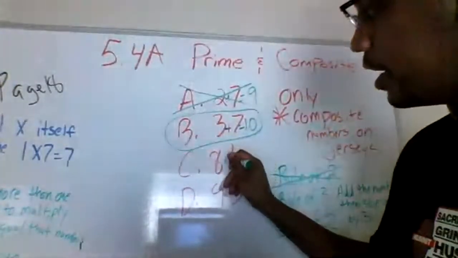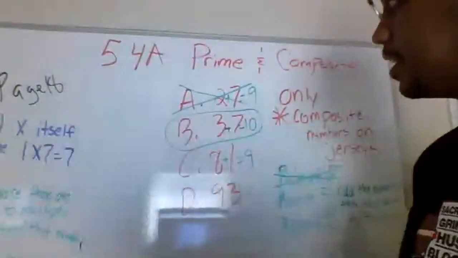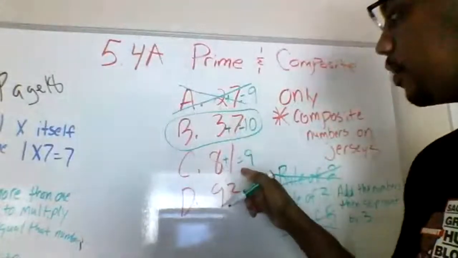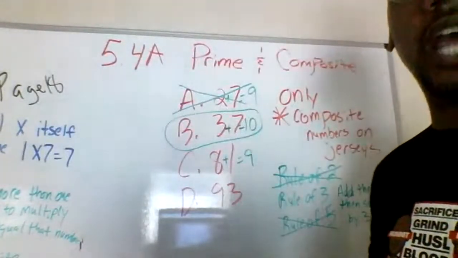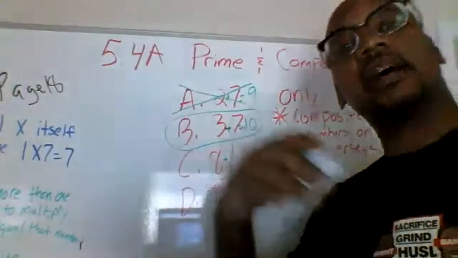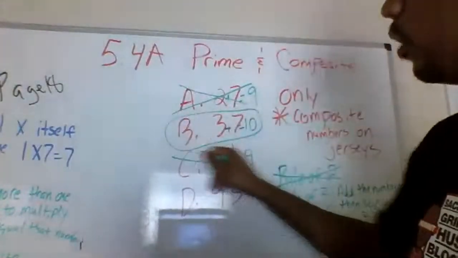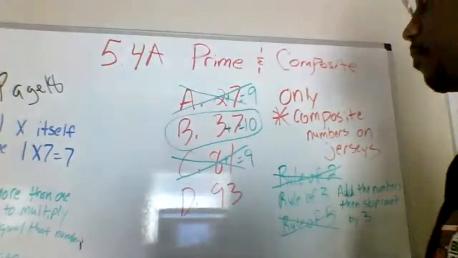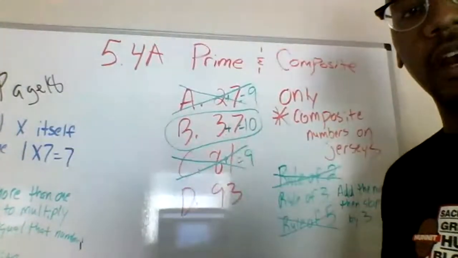8 plus 1 equals 9. So we can do 3, 6, 9. So that means 81 is composite. But again, we're looking for the except one. So we're looking for the one that's the exception. So all these are composite. We're looking for the only one that's prime.